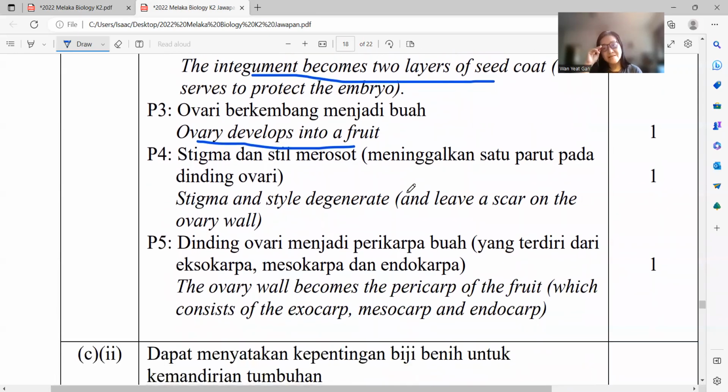After fertilization, the stigma and the style will degenerate. So you are only left with the ovary, of which the wall will become the pericarp of the fruit, I mean the outer layer of the fruit, yeah.